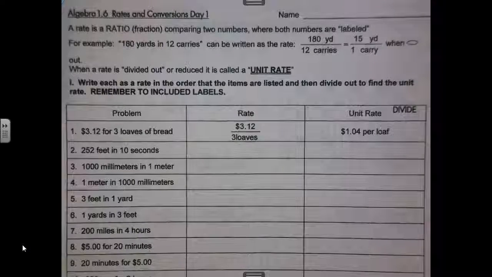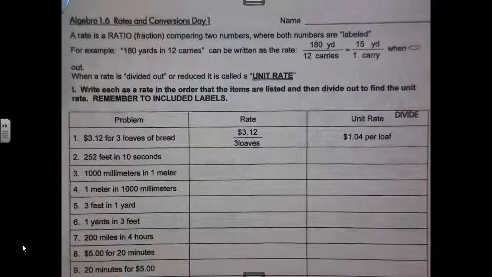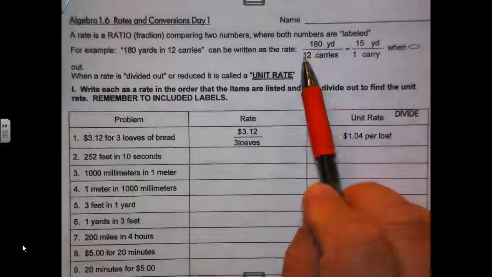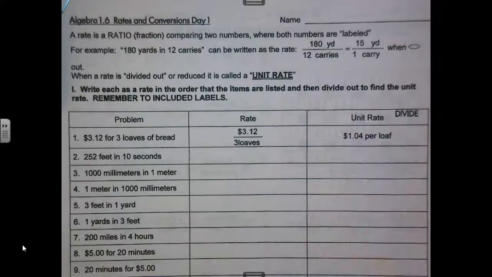A ratio is a fraction comparing two numbers where both numbers are labeled. For example, 180 yards and 12 carries. Talking probably about a running back. Can be written as the rate 180 yards per 12 carries.